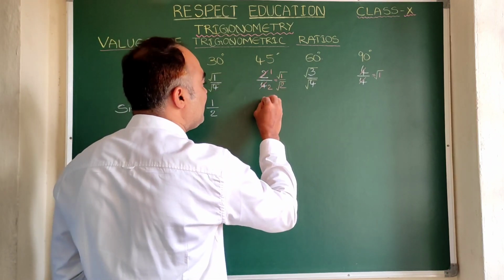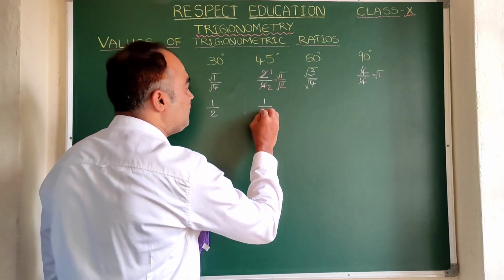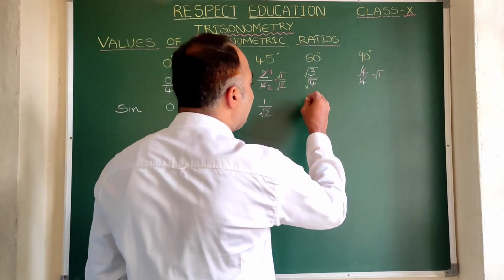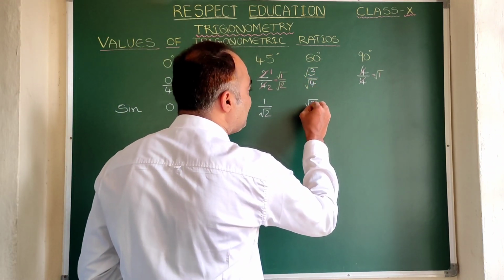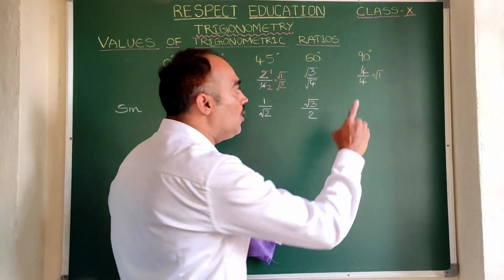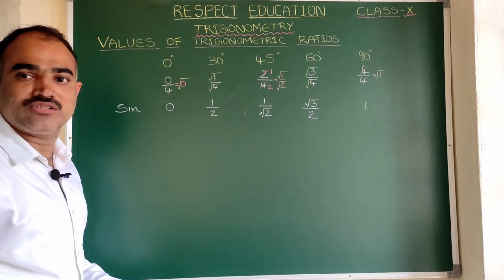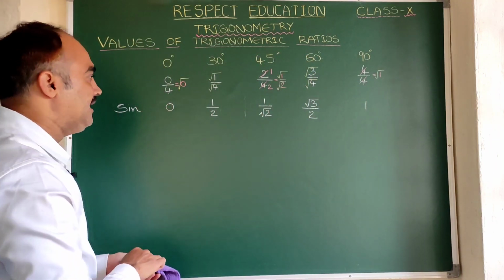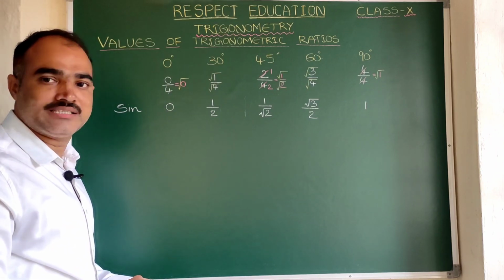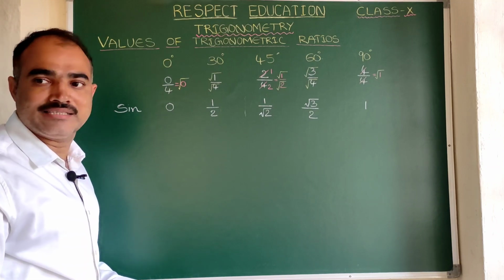Root 1 is 1, say loudly, and root 2 is root 2 only. So it is 1 by root 2. Clear? Root 3 is root 3, whereas root 4 is 2. So it is root 3 by 2. Root 1 is 1. Now here let us say sin values clearly. What is sin 0 degrees? 0. Sin 30 degrees? Sin 45 degrees? Sin 60 degrees? Sin 90 degrees?